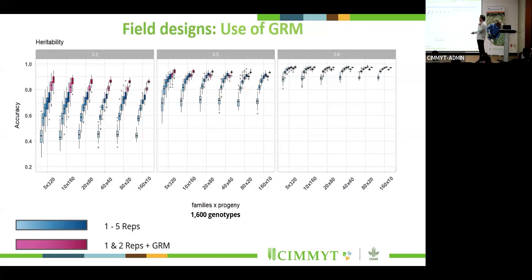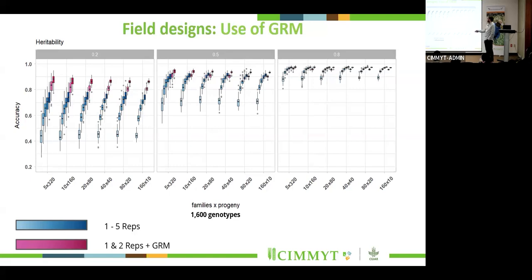We have 5 different structures of families. Here we have a small number of families with loads of individuals, and here we have many families with few individuals. The blue is how many reps you would do in a field, just a regular field trial. So this is 1 rep in this particular field scenario with low heritability, and you can get an accuracy of about 0.4.